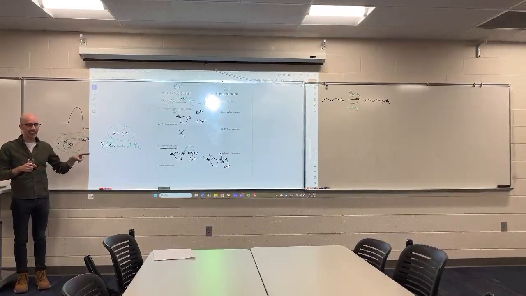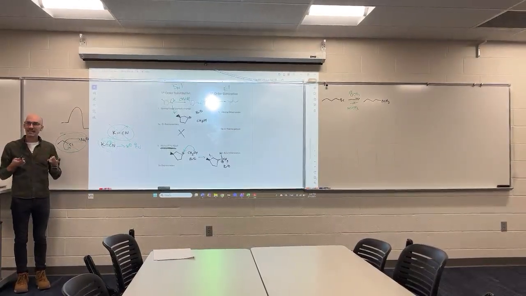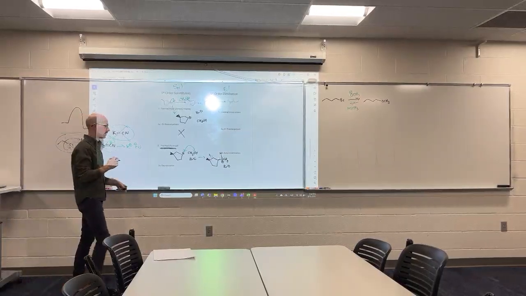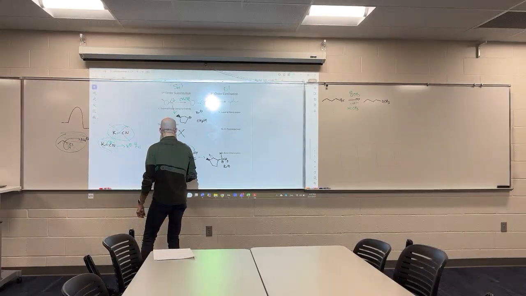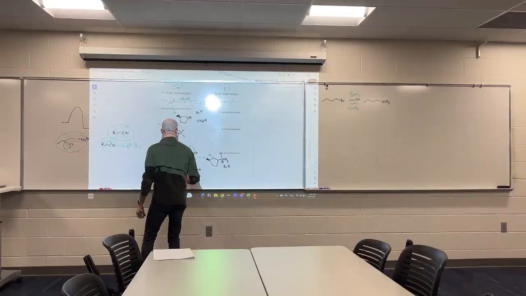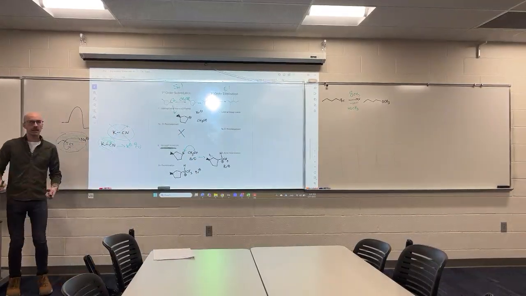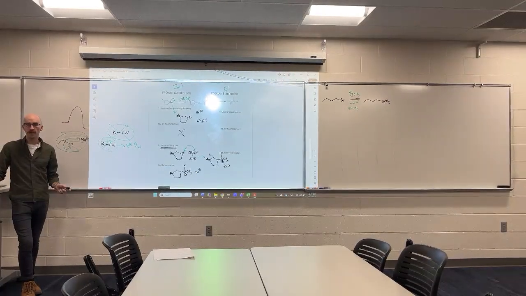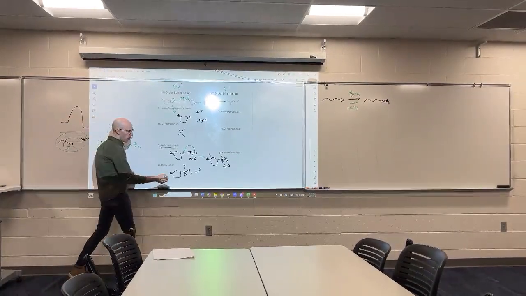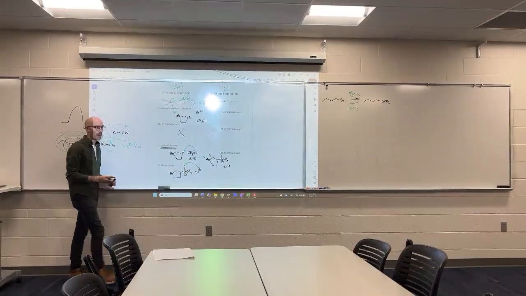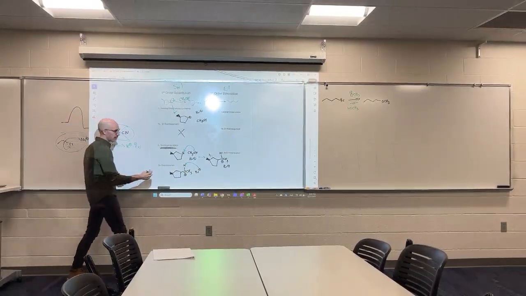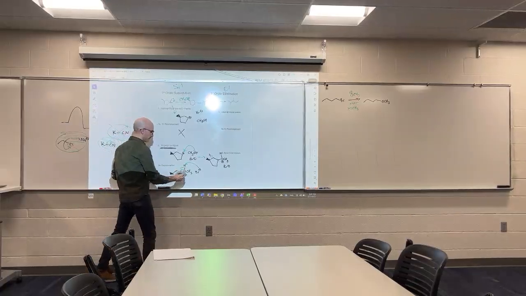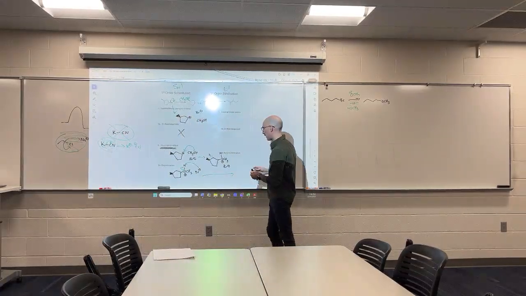My last step is deprotonation. What base do I have that can deprotonate? I have bromide. It's not a good base, but it's a plausible base given our chemicals. Bromide takes the hydrogen from oxygen and gives electrons back to the oxygen. That gives us our final product.